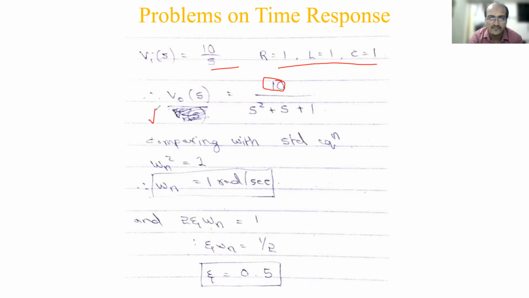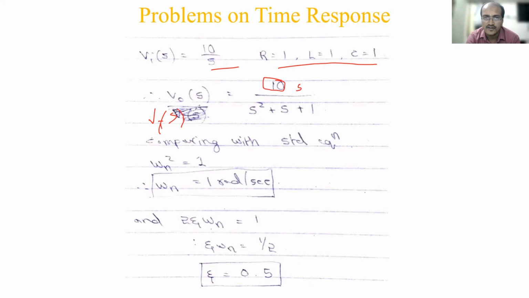So first write the transfer function. It is V naught of S by Vi of S. I have directly gone to the next step. So it is V naught of S by Vi of S. Just substitute there. What you had, RCS, right? R is 1, C is 1, so S will remain. Divided by S square plus S plus 1, because all are 1, no? S square plus S plus 1 will come.